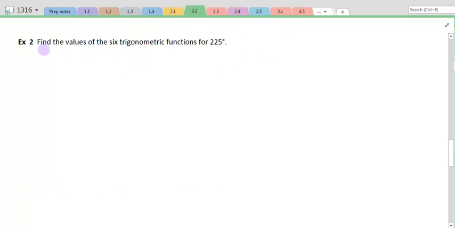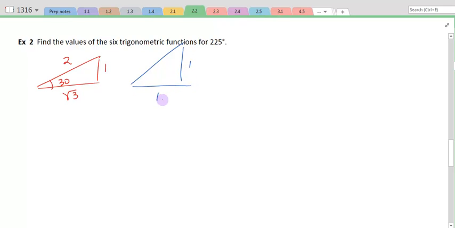This example says I want to find the six trig values for 225 degrees. Let's back up one second and recall our three triangles and how they laid out. We had our 30-degree triangle. If I'm talking about a 30-degree triangle, then my short leg is 1, my long leg is the square root of 3, and the hypotenuse is 2. If I have a 45-degree triangle, both my legs are the same, and the hypotenuse is the square root of 2.